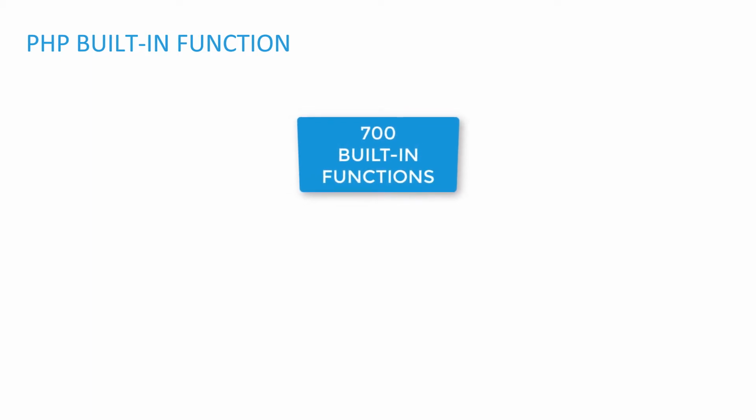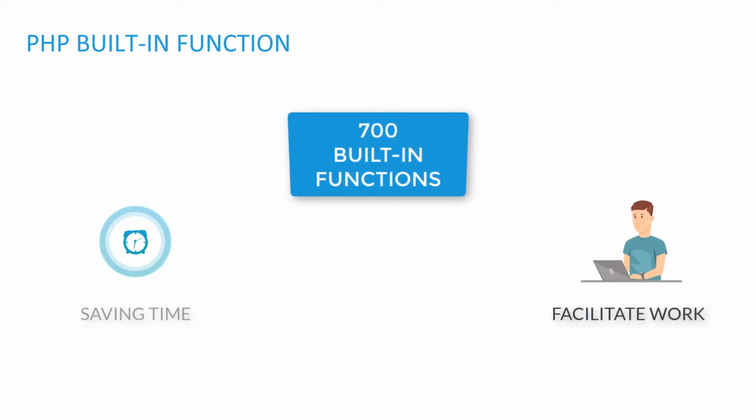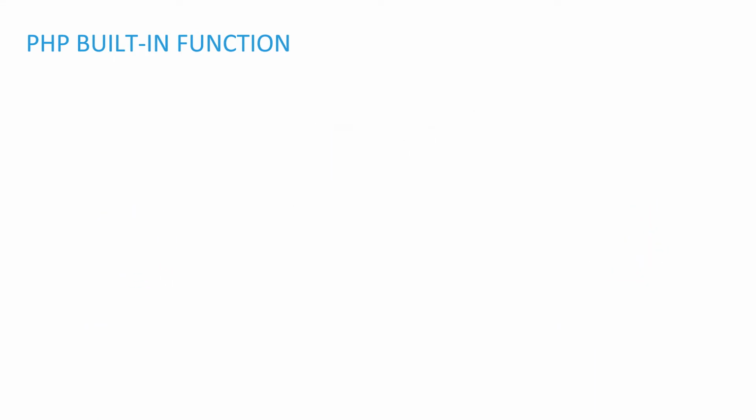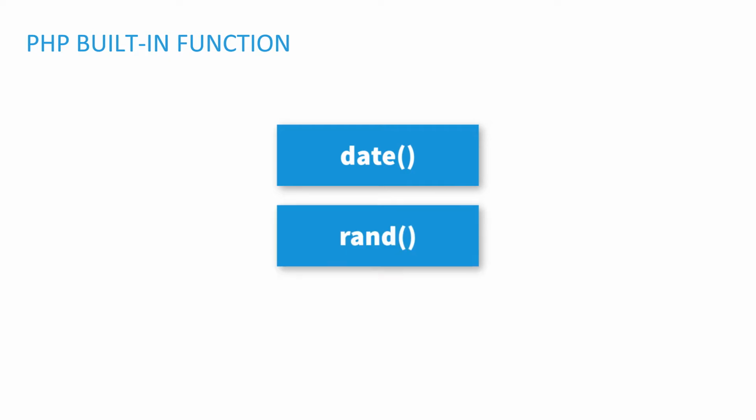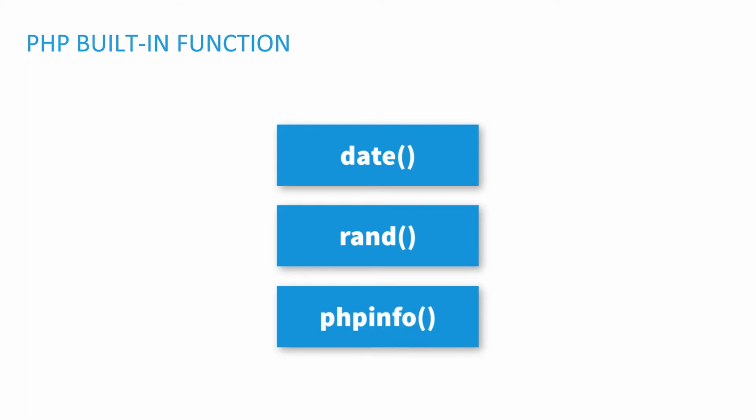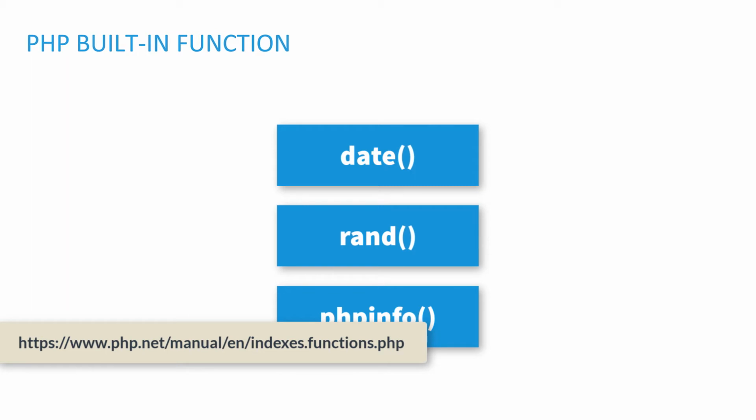PHP has over 700 built-in functions that perform different tasks. These PHP built-in functions facilitate programmers' work and save their time. For example, the PHP date function is used to format a date and/or a time. The rand function is used to generate a random number. The phpinfo function is used to output information about PHP's configuration and so on. You can check this link to get more information about the PHP built-in functions.